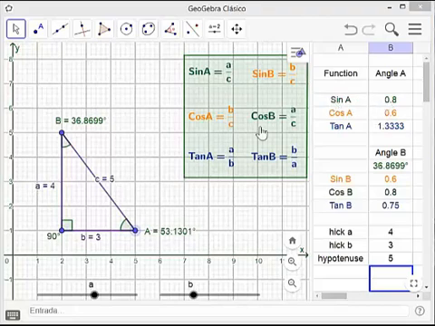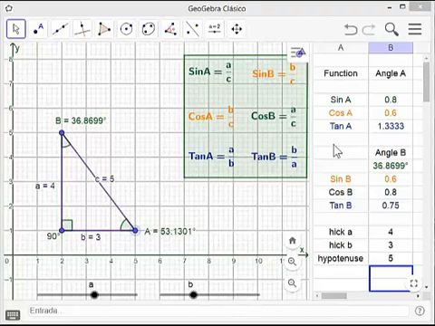Cosine of A equals 0.6. Why? Because we divide B equals 3 by C equals 5. Cosine of A equals B over C, that means 3 over 5, which results in 0.6 with no units, because dividing inches by inches, the result is just a number without any units. Tangent of angle A equals leg A divided by B, or 4 over 3, which is 4/3, or 1.3333.